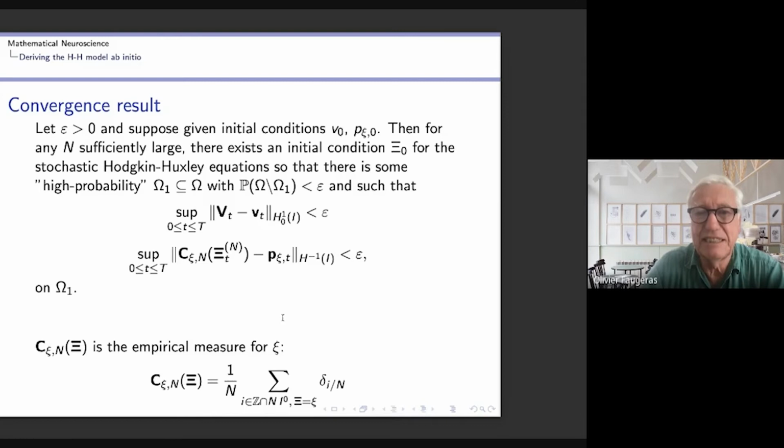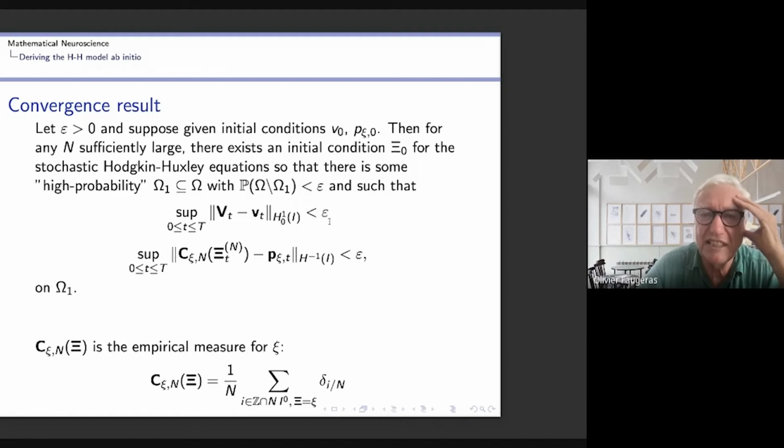And he proved, in a very beautifully written paper, the convergence result, i.e., if you choose an epsilon positive and some initial conditions, then for any n sufficiently large, there exists an initial condition xi naught for the stochastic Hodgkin-Huxley equations, so that there is some high-probability set omega one included in omega, such that the probability of omega minus omega one is less than epsilon, and such that the sup with respect to t of the norm of capital Vt minus lowercase vt, which is the solution of the Hodgkin-Huxley equation, the norm being taken in H0 1 of I, is less than epsilon.